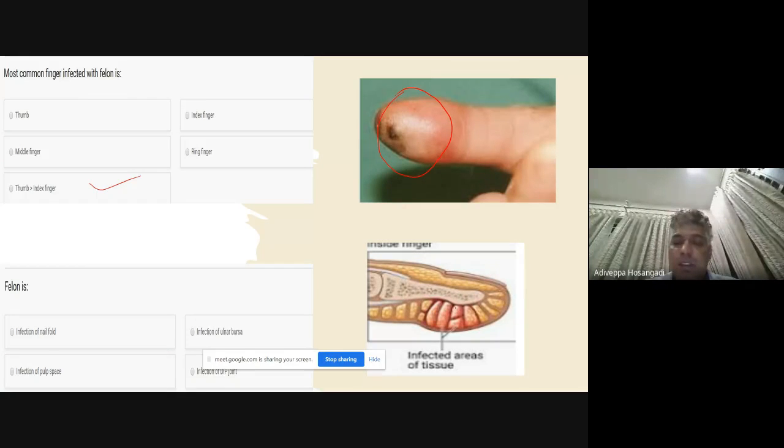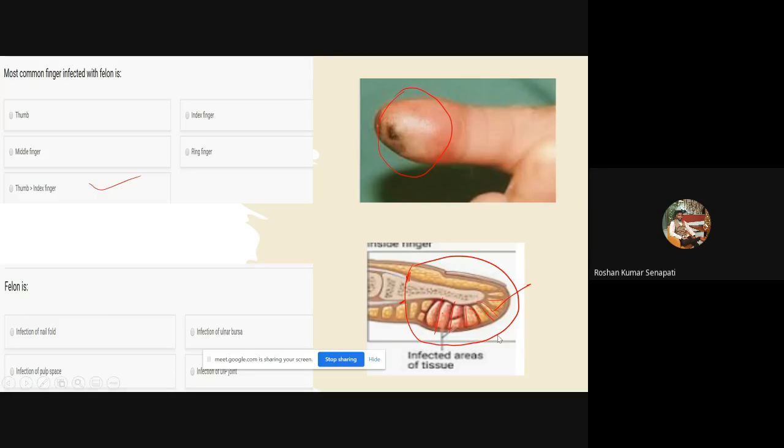So what happens in Felon? This one here ends your flexor digitorum profundus. Here ends your extensor indicis. So beyond that, the finger pulp or pad is divided into tight compartments because of fibrous septae. There are small fat pads which are very essential for your touch. So if these get infected, it is called Felon. Understand? Yes, sir.